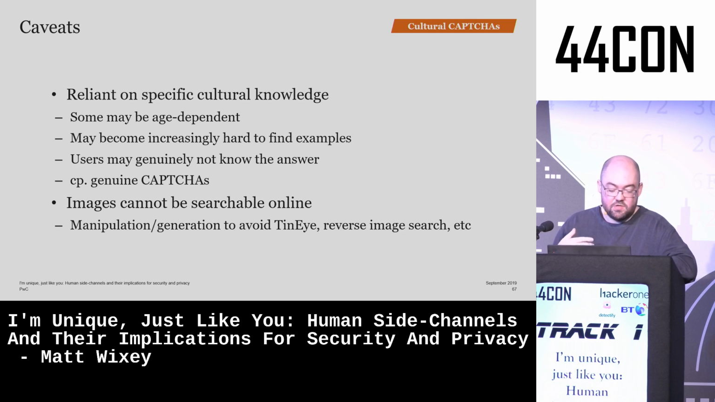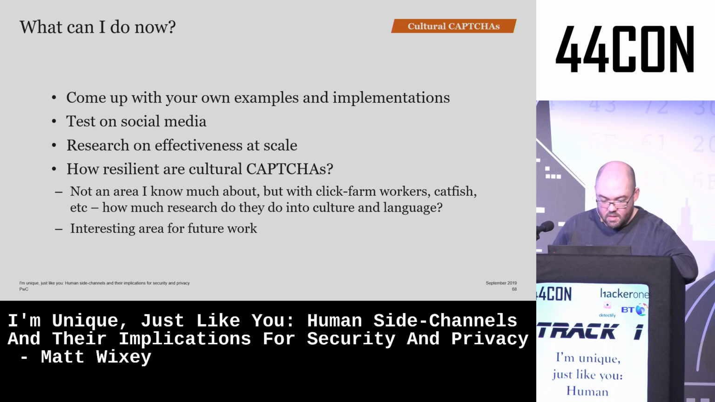There's also the problem that users may genuinely not know the answer. And you also have to make sure that images can't be searchable online. So as I said, this is much more of a kind of suggestion. It's an idea. It would be interesting to see if someone wants to take it and run with it and see if it can actually work at scale.